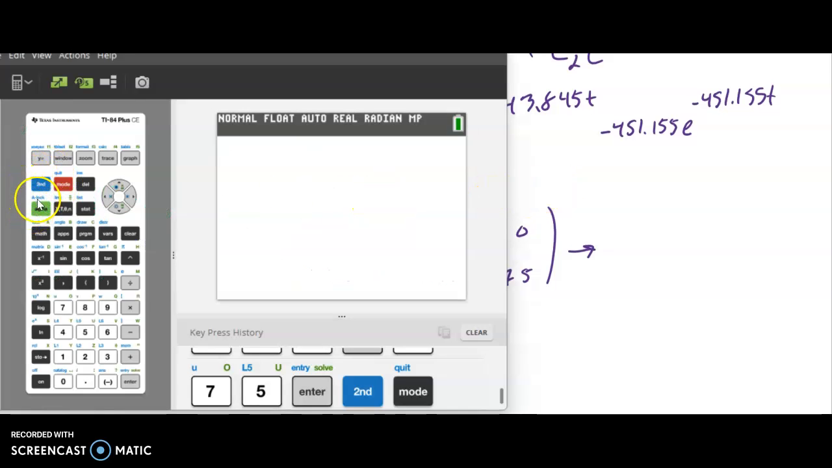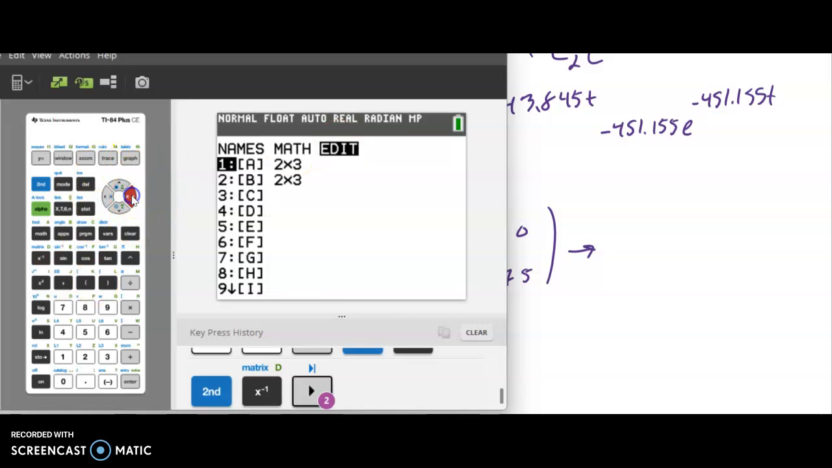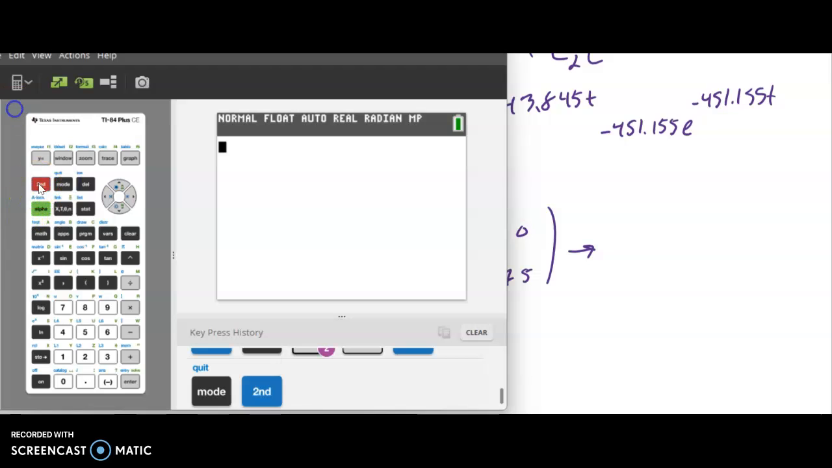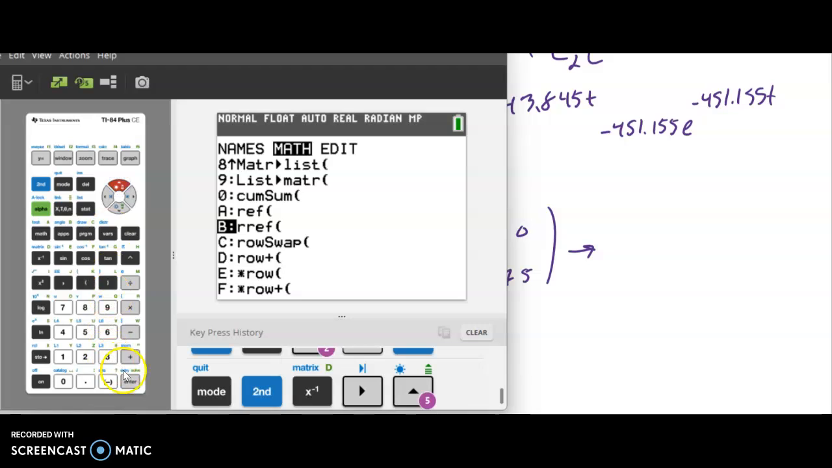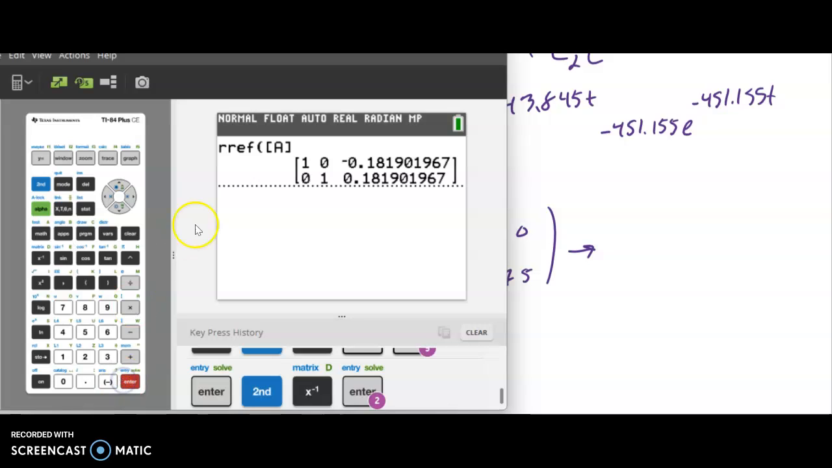All right, so pop to the matrix on our calculator. Go over to Edit. We're going to make A a 2 by 3. You can see I've already put it in here, 1, 1, 0. The negative 43 mess, and then the negative 456 mess, and the negative 75. So quit, second, matrix, math, roll around the top to our REF, and then pull up matrix A, hit enter. Boom. I get these two numbers right here, 0.181 and negative 0.181. Actually, 0.182 if we round up because of that 9.